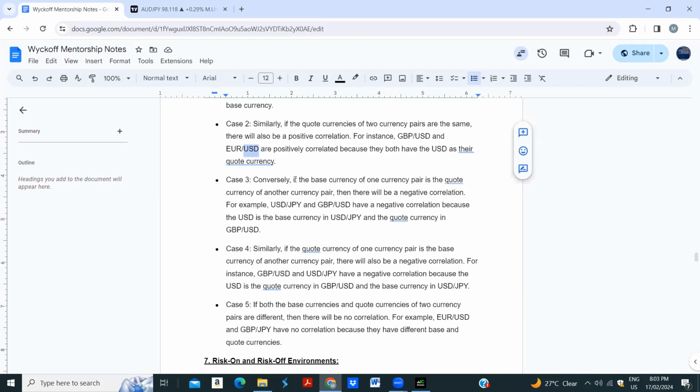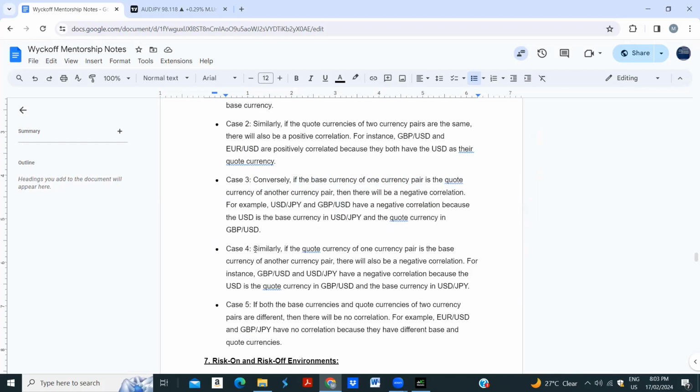Now the third case is if the base currency of one pair is the quote currency of another pair, then there will be a negative correlation. For example, USD JPY and GBP USD. Here the USD is the base currency, and here the USD is the quote currency. When this type of situation occurs, then there will be a negative correlation.